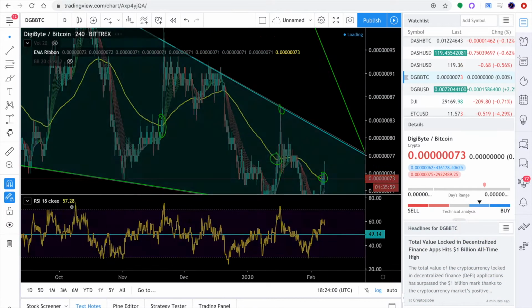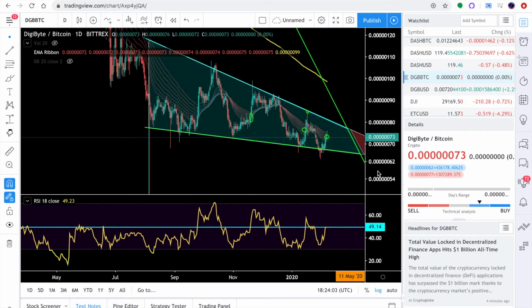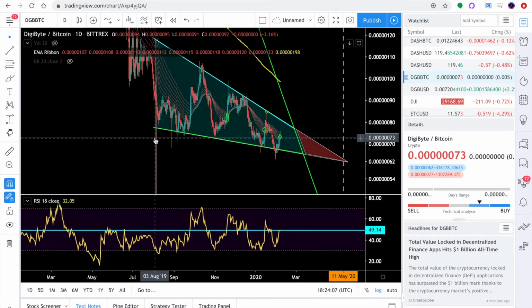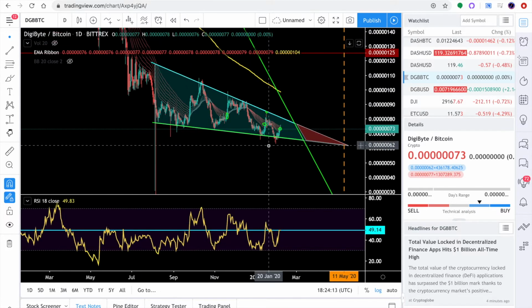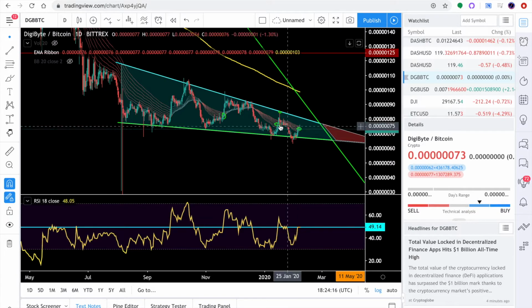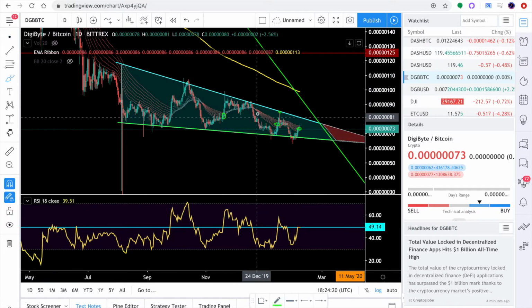We'll show you guys this on the daily now. So you guys can see how big this falling wedge has been. Like I said, it's been since August of 2019. So we're looking at a good chunk of time here. There's a lot of data on this. And honestly, what I think is going to happen is overall, DigiByte doesn't really perform well versus BTC.